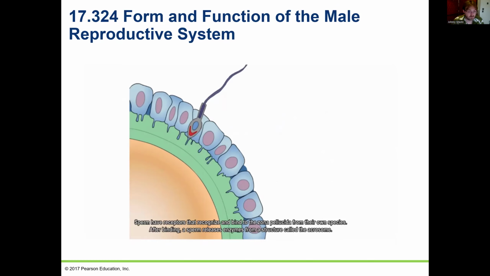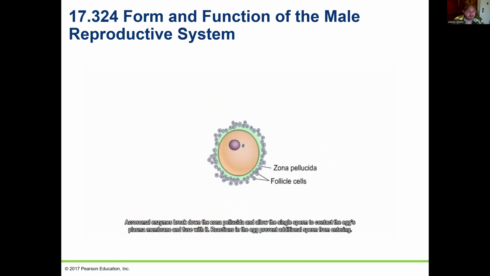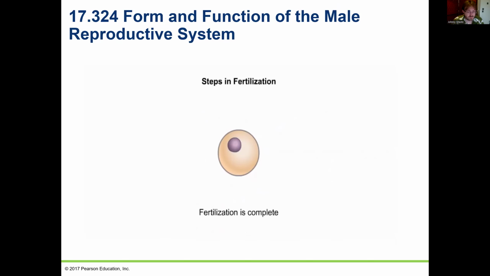After binding, a sperm releases enzymes from a structure called the acrosome. Acrosomal enzymes break down the zona pellucida and allow the single sperm to contact the egg's plasma membrane and fuse with it. Reactions in the egg prevent additional sperm from entering. The DNA of the sperm unites with the DNA of the egg, forming a zygote. The zygote then begins the process of development and completes its journey with implantation into the uterine wall.